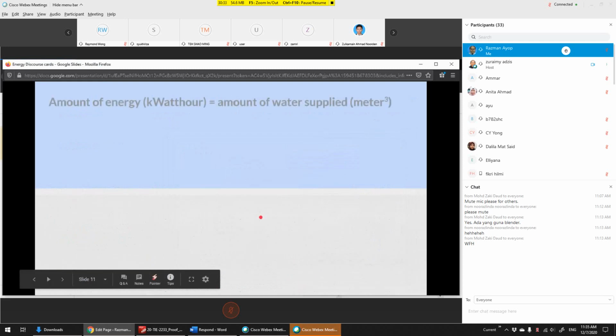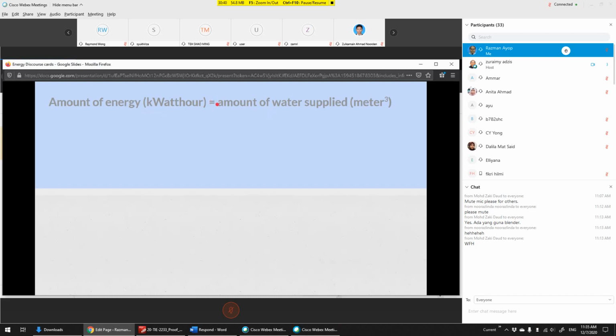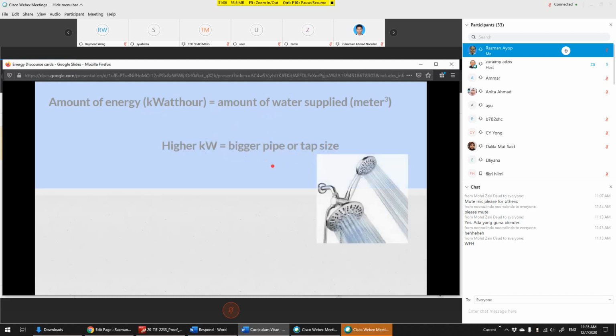Okay. So it's the same thing. Amount of energy is equivalent. I'm sorry I use the word sama dengan, but it's equivalent to the amount of water supplied in meter cubes. So again, depending on your appliance, bergantung kepada peralatan apa yang awak guna. If the appliance has higher kilowatts, 1000 watts or so on, if you compare it to your water system, it is like you having a bigger pipe or tap size. Okay, so it's like this.